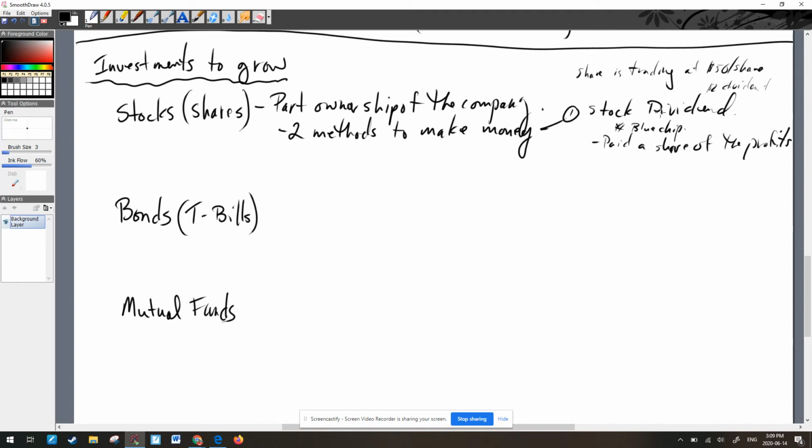So one way to make money off of stocks or shares is through a dividend. You go out, you buy the stocks and the shares, and you get your dividends every year, or sometimes quarterly, and you're like, huzzah, I have made money. And that is how you make money off stocks and shares. That's one way. The second way is to buy low and sell high.